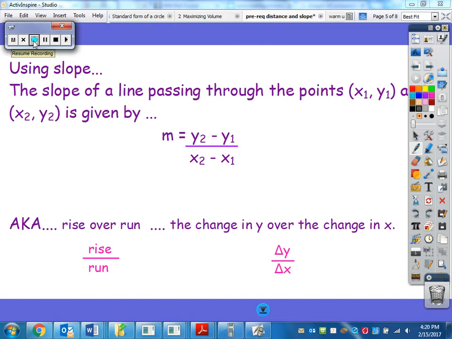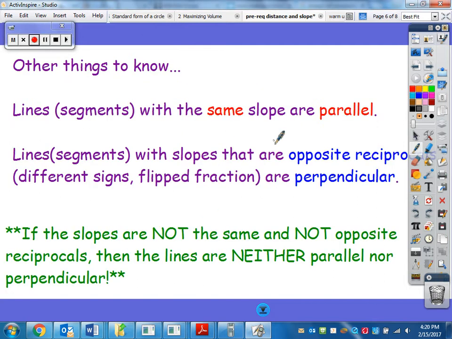The other thing that you need to know for this unit with coordinate proofs is the slope, and you probably just used the slope when you were looking at your packet on parallel and perpendicular lines. But just in case, to refresh your memory, the slope of a line passing through any 2 points is given by y2 minus y1 over x2 minus x1, also known as rise over run, or the change in y over the change in x. A couple of other things you need to remember about slope.